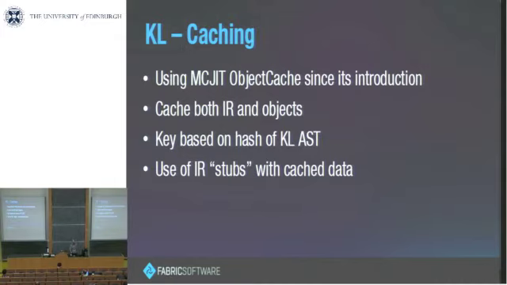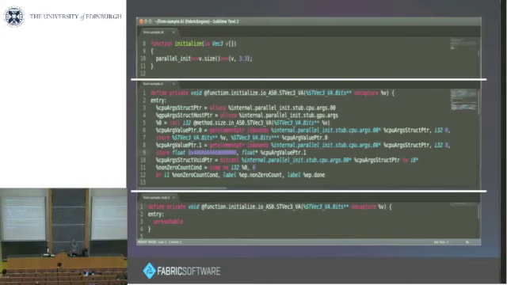We cache what we call an IR stub. I don't know if you can see this, but I'll explain it anyway. At the very top is a piece of KL code, and it's that initialize function that I showed you a little bit earlier. What specifically it's doing doesn't really matter, but in the second piece, those are the first few lines of IR that are generated for that function. And then in the last one, you'll see the IR that we actually cache. In there, all it is is the function, a single basic block, and an unreachable.